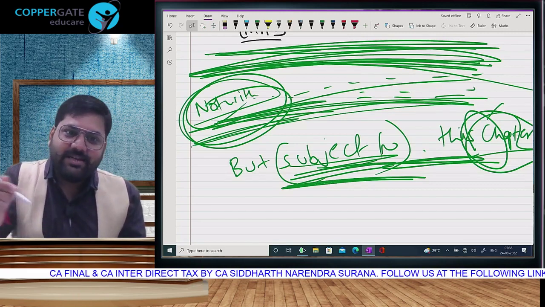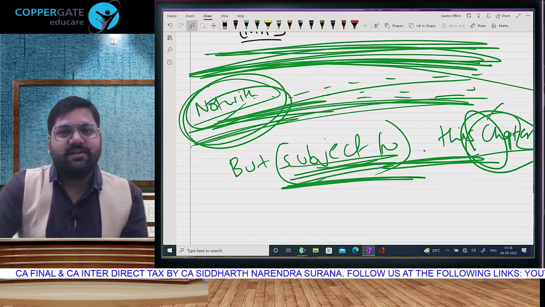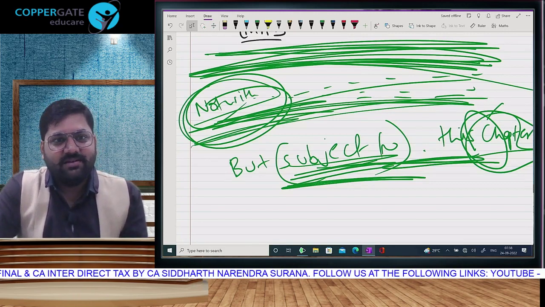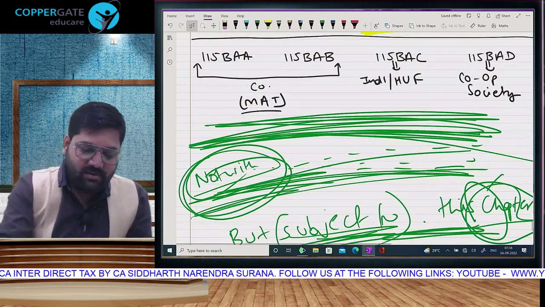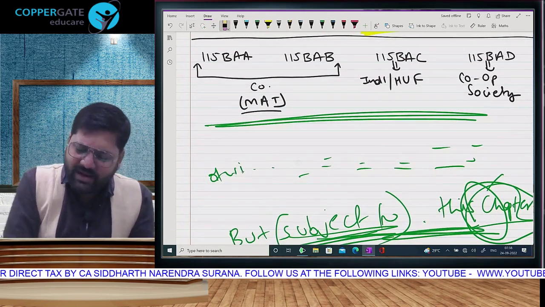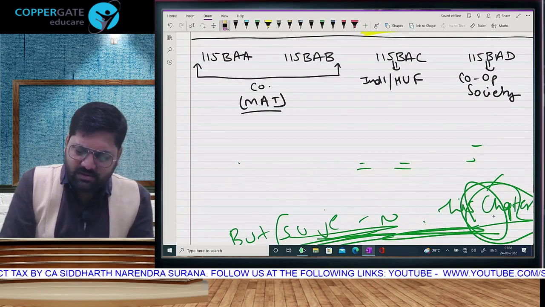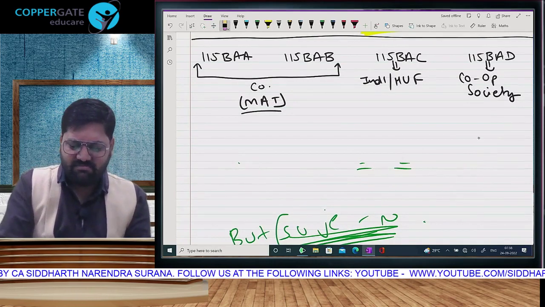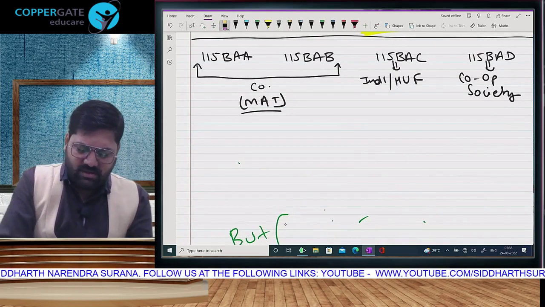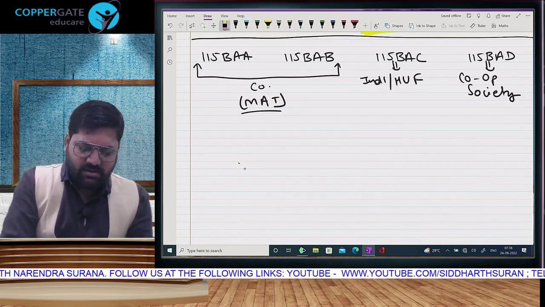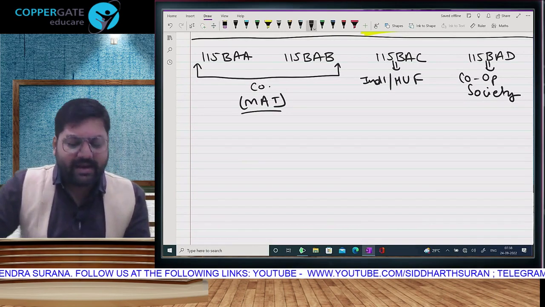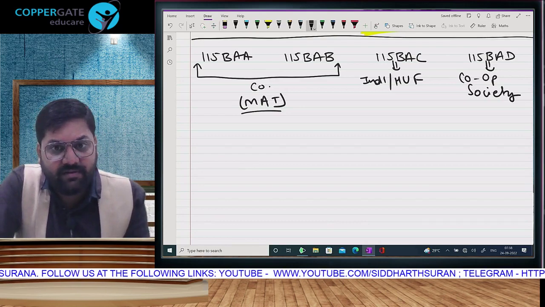Notwithstanding anything else, but subject to special rates. समझा क्या? So we will have discussions about the new taxation regime in this chapter. We will have discussion about Bare Act language whenever and wherever required.